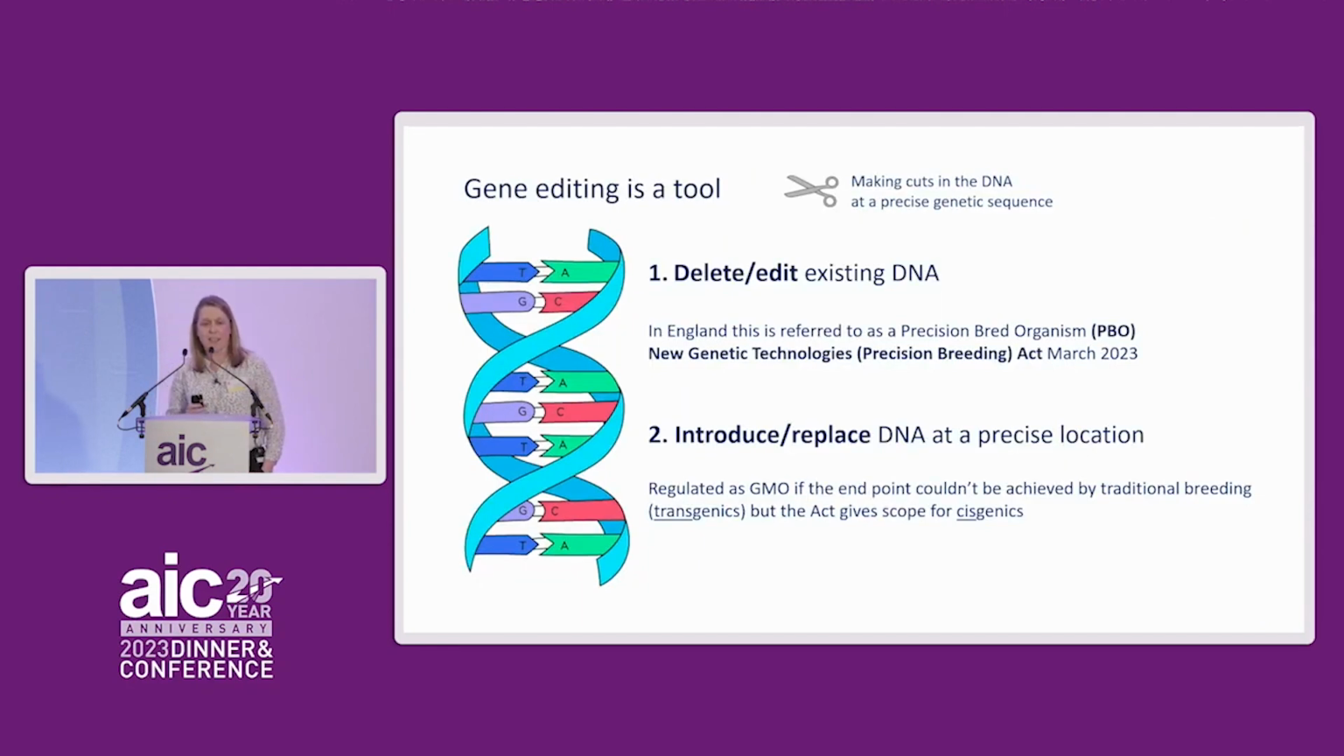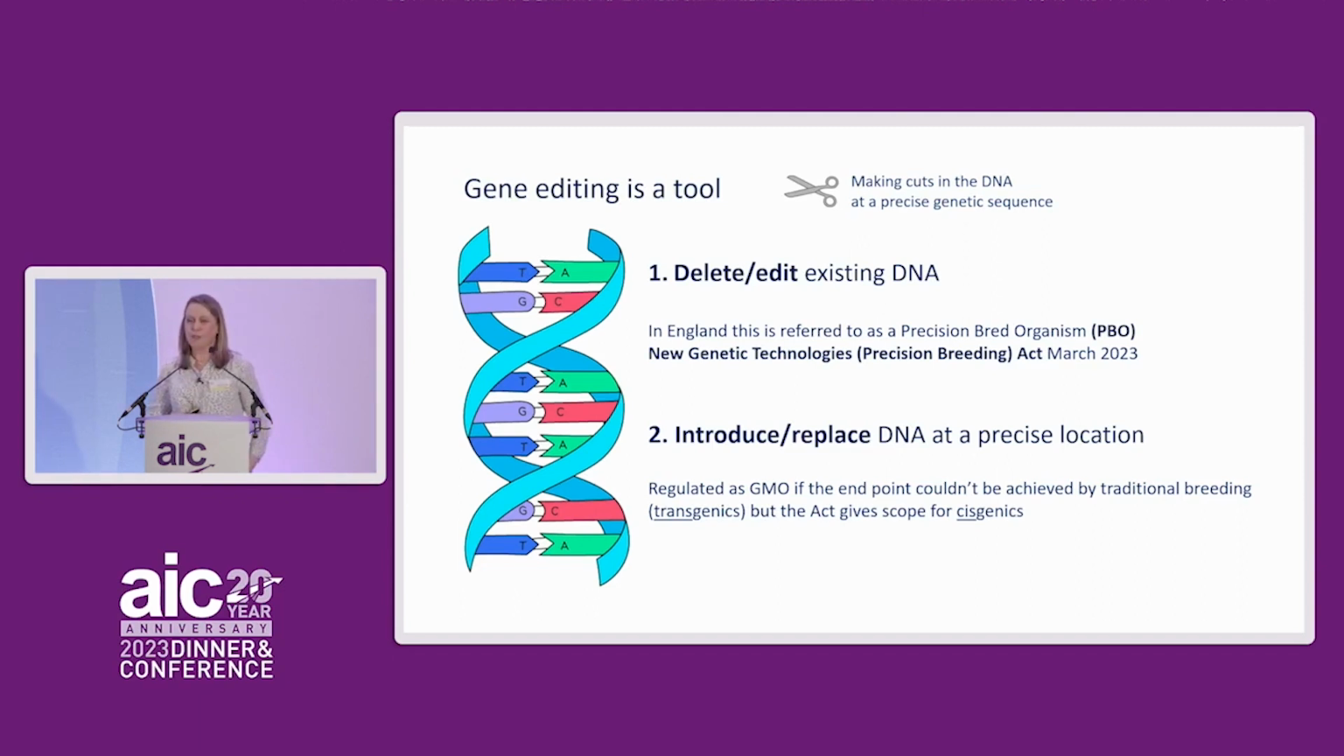So gene editing is slightly different. It's a tool. There are lots of different gene editing approaches we can use. The one that's used most widely by scientists is one called CRISPR. CRISPR just stands for Clustered Regularly Interspaced Short Palindromic Repeats, which doesn't help you understand the technology at all. But essentially, it's a tool which allows us to cut the DNA at a precise location. Depending on what you do with this tool will depend on how it's regulated.